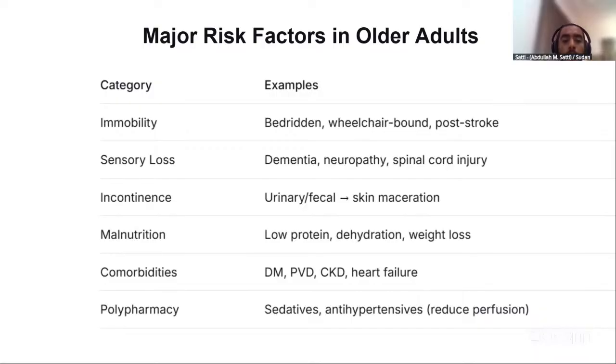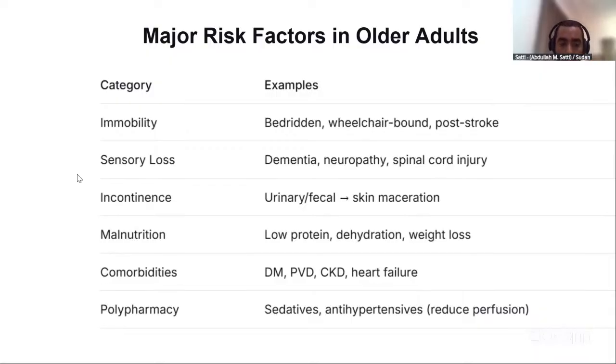Another category is those with sensory loss, especially those with diabetes who have neuropathy. They step on things or use their feet, let's say, or even the pressure ulcers are painful. Those who lose the sensation of pain wouldn't recognize that there is an issue. So definitely they're going to be among those who develop pressure ulcers.